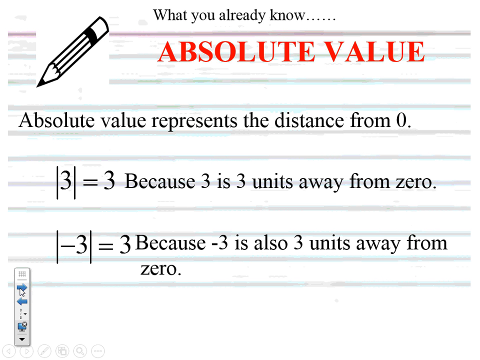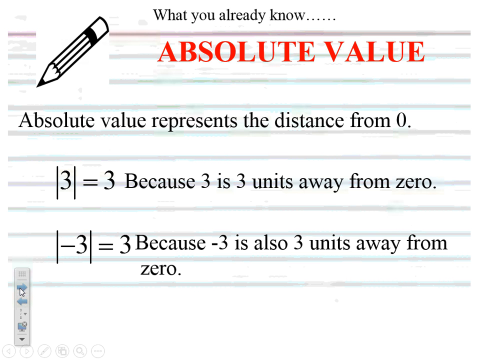Now, we've talked about this a bit before, but absolute value, so make sure you get everything on this page written down, please. Absolute value represents the distance from 0. So the absolute value of 3 equals 3 because 3 is 3 units away from 0. And the absolute value of negative 3 equals 3 because negative 3 is exactly 3 units away from 0.